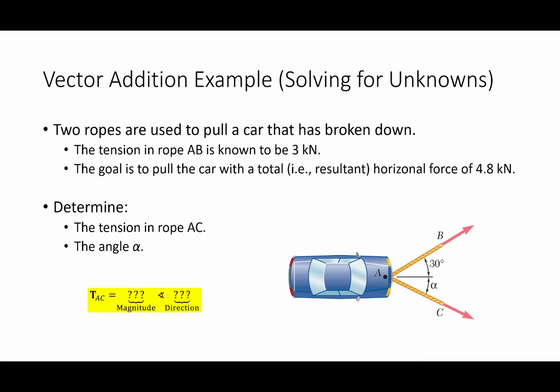Well, that's related to the goal. At the end of the day, when both of these forces are applied, I want the resultant of these forces to be a horizontally applied load of 4.8 kilonewtons. So the question is, what is the magnitude and direction of that second force? What is the tension in rope AC, and what is this angle? That's what I'll try to determine in this example.